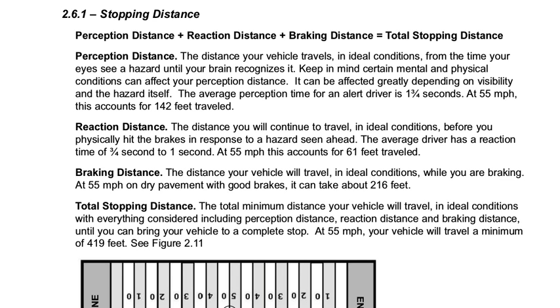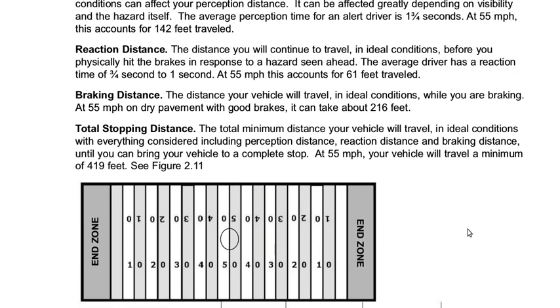Total stopping distance. The total minimum distance your vehicle will travel in ideal conditions with everything considered, including perception distance, reaction distance, and braking distance, until you can bring your vehicle to a complete stop. At 55 miles per hour, your vehicle will travel a minimum of 419 feet.